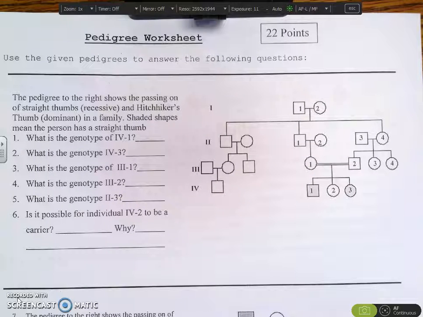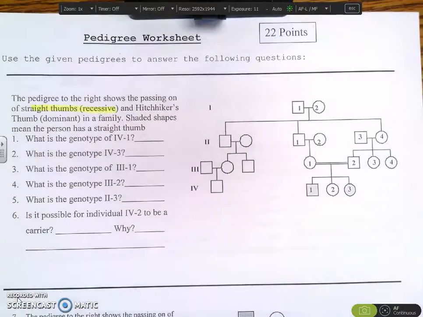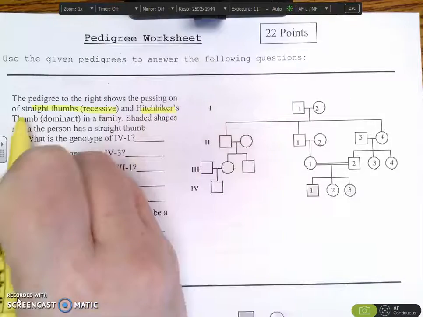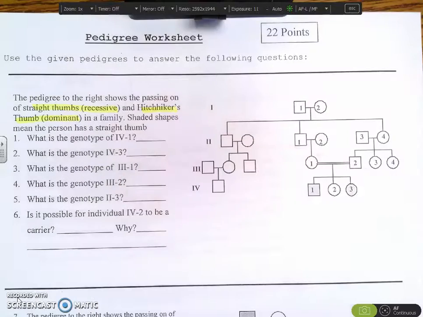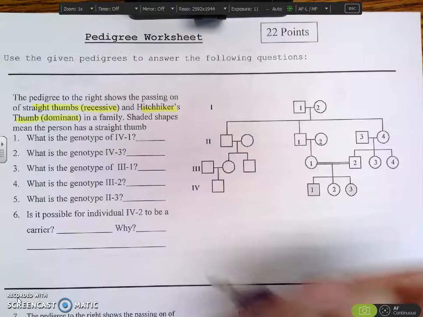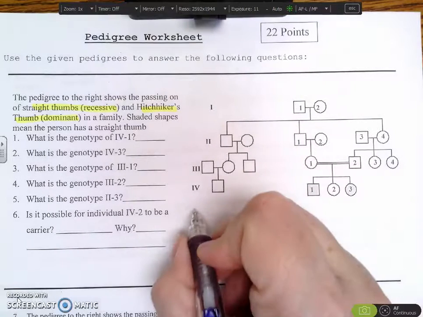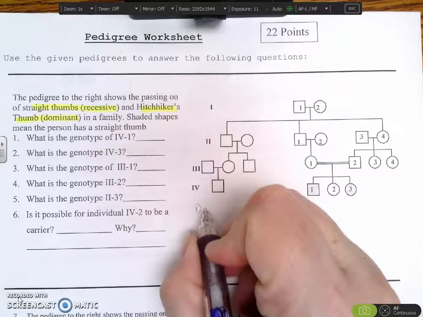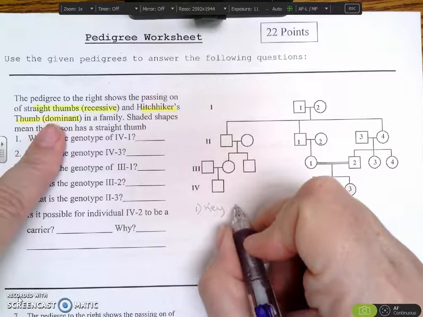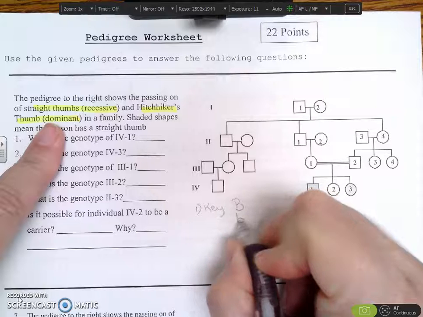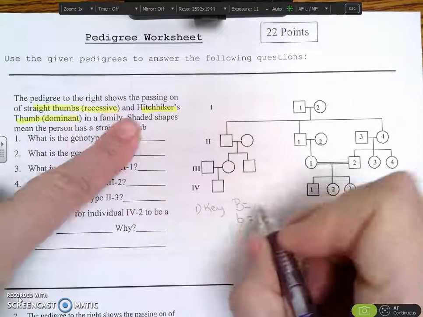All right, so here we go. It says the pedigree to the right shows the passing on of straight thumbs, and they say that's recessive, and hitchhiker thumb is dominant. They also said the shaded shapes mean the person has a straight thumb. The first thing you need to do, first rule, hasn't changed at all. First rule is we need a key, right? So the key is we have a dominant. I'm going to use B because it's just easier to see it. So hitchhiker thumb is dominant.